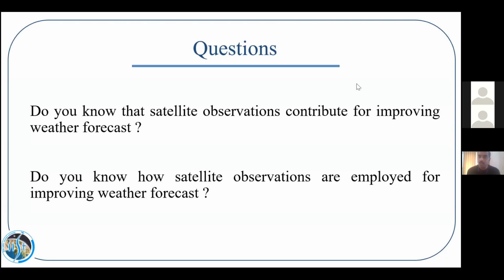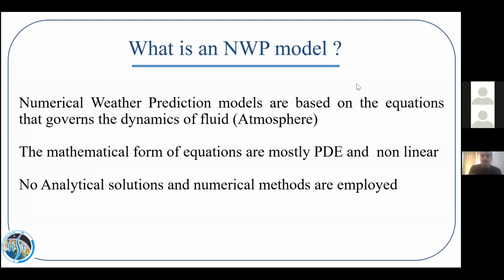So let's begin. What is an NWP model? NWP means numerical weather prediction model. As the name states, it's numerical weather prediction, which is based on the equations which govern a fluid, any fluid, but in this case, it's the atmosphere. We can apply the same set of equations for oceans also, because the ocean is also a fluid. So we have a set of dynamical equations, and once we solve these equations, we get the forecast. That's what we call numerical weather prediction.